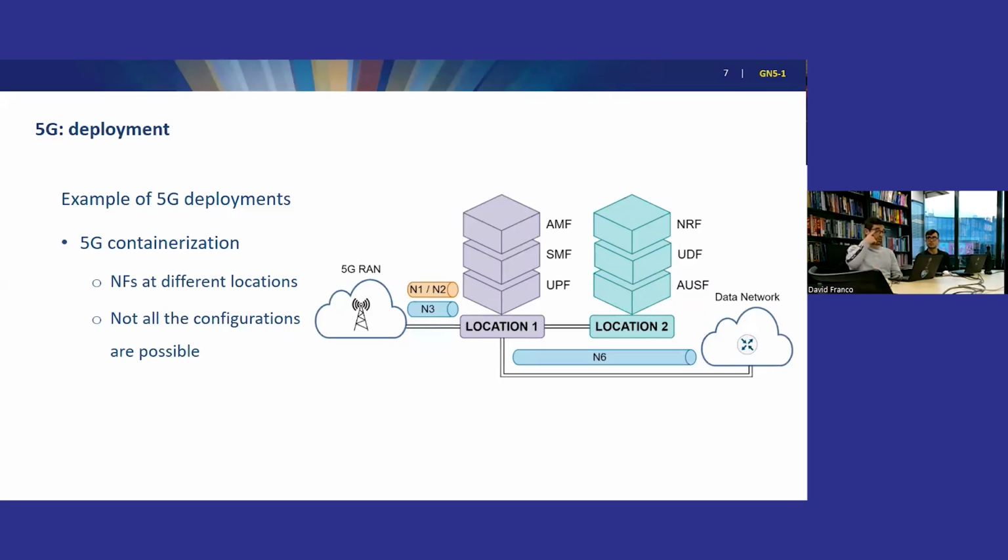But not all the configurations are possible or are optimal. For example, if two network functions exchange large amounts of traffic or they require low latency response, placing them in remote locations will even degrade the service performance. So you need to take care about all the different situations.